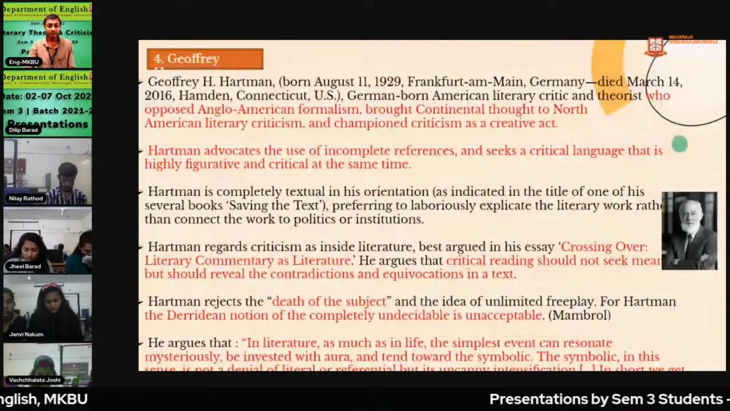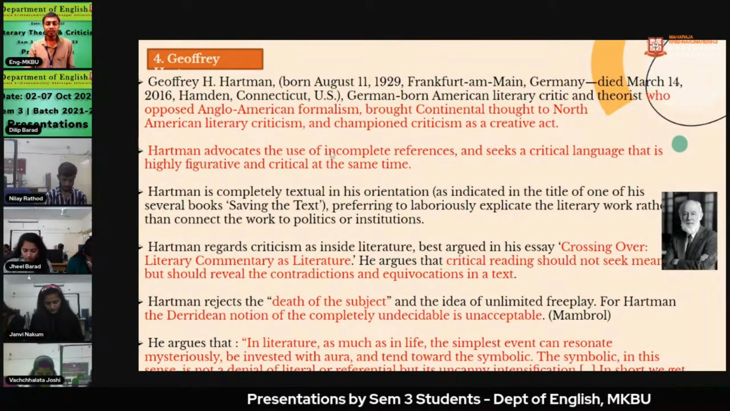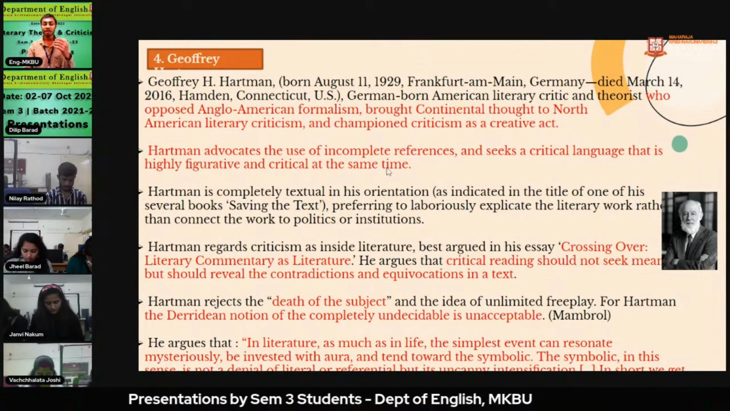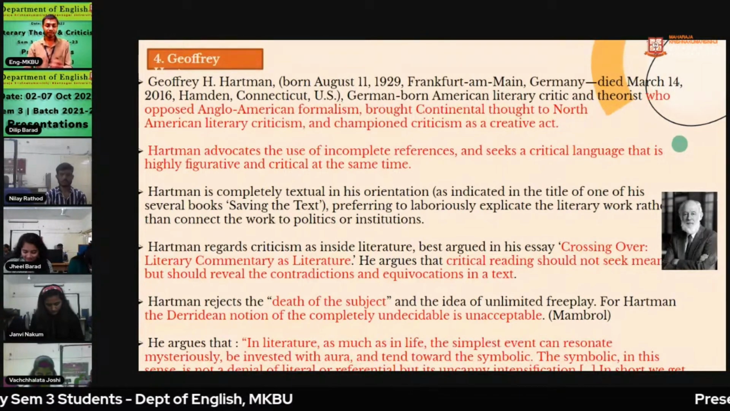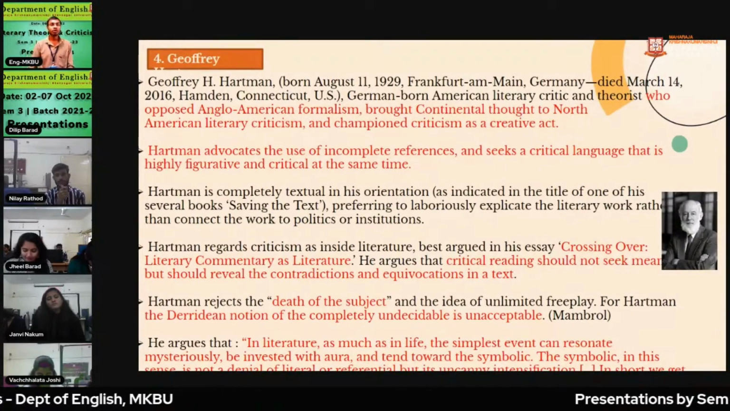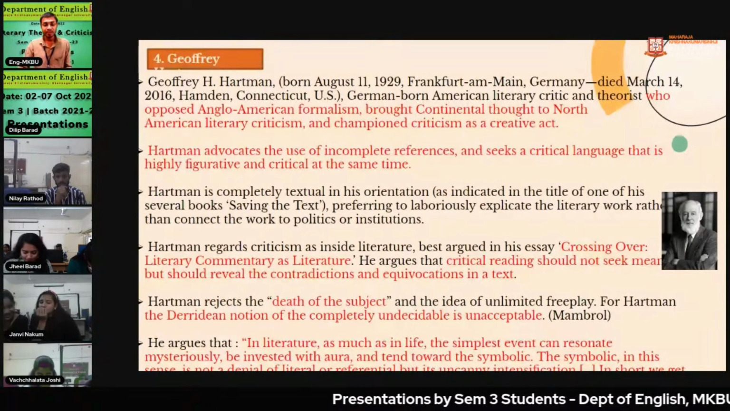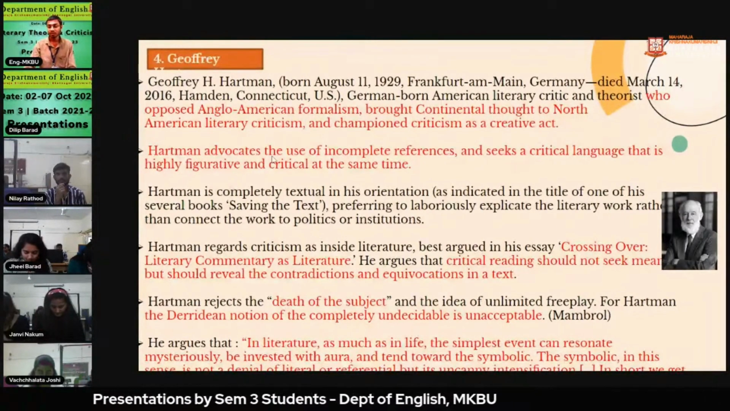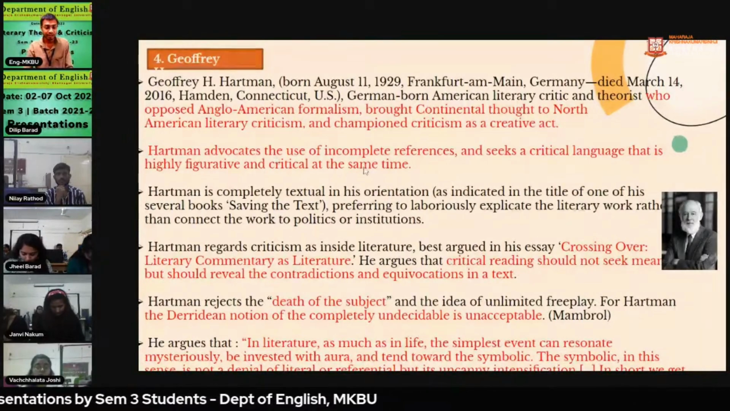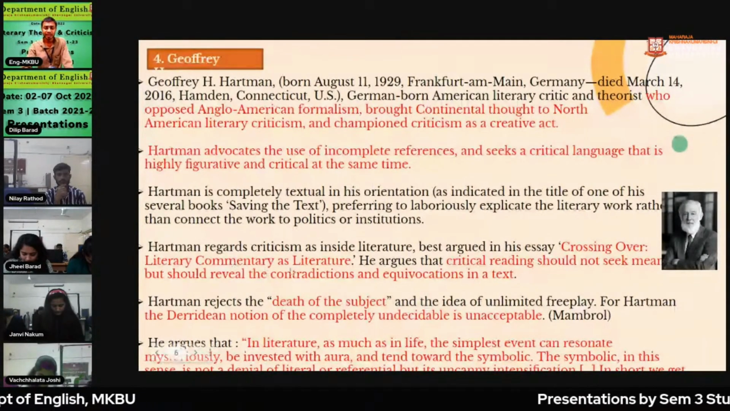So Hartman advocates the use of incomplete references, and seeks a critical language that is highly figurative and critical at the same time. So you are given not the whole full-fledged thing, but incomplete references, and at the same time you are given this highly figurative and critical interpretation of the thing. And Hartman regards criticism as inside literature.